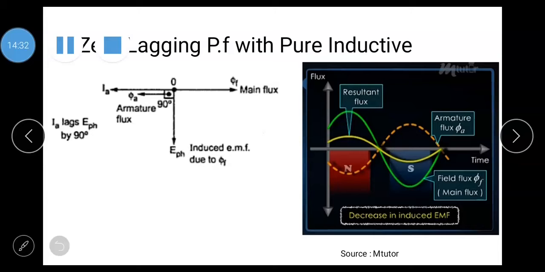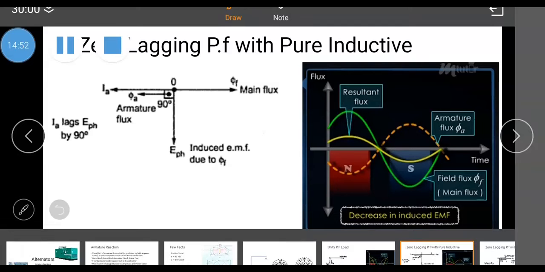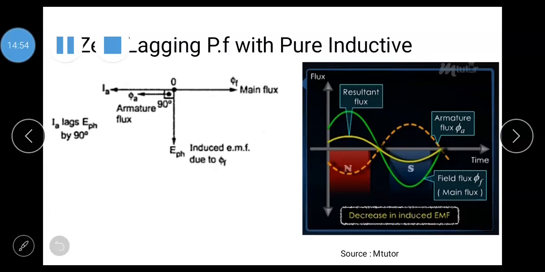Here I am indicating I A phase, which is nothing but the current, and E phase, which is nothing but the induced EMF due to the main flux. Phi A is the armature flux. If you notice here, the phi F flux is here and E phase will be 90 degrees, as mentioned earlier. The main flux will have a 90-degree phase angle with the induced EMF.